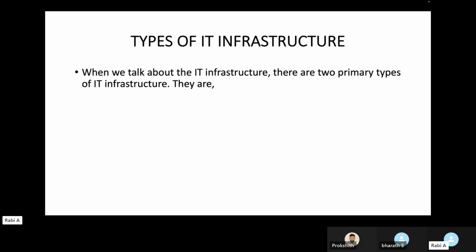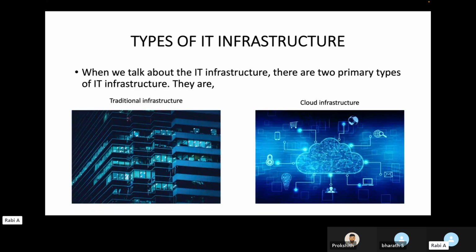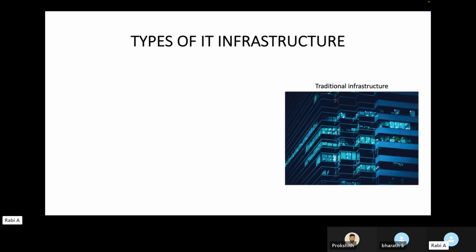So next, let's talk about the types of IT infrastructure that we have. Generally, when we talk about your IT infrastructure, it can be divided into two types. You have the traditional infrastructure and then you have the cloud infrastructure. Traditional infrastructure is like your on-premise data center, which is basically a physical data center where you'll have physical components. Okay, so let's look at each of these in detail.